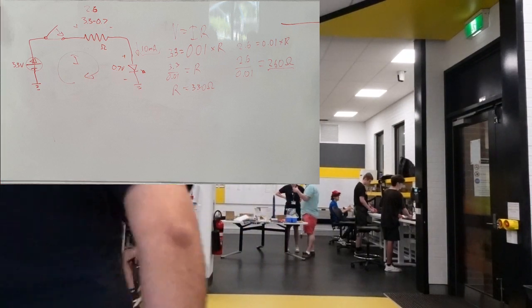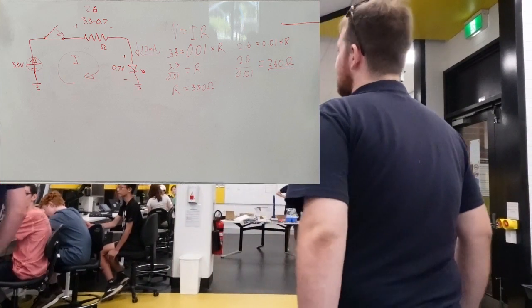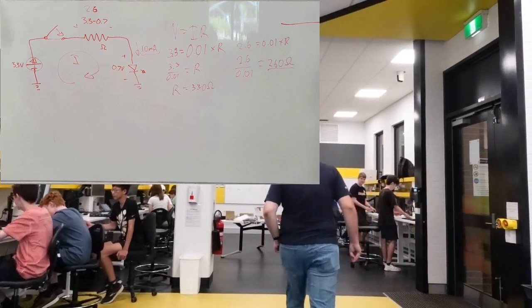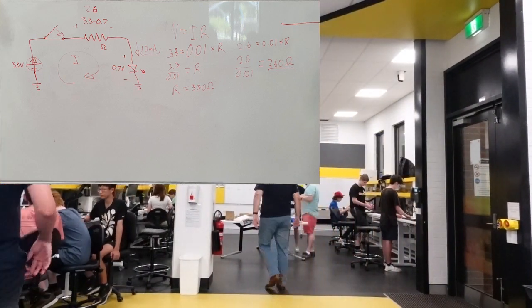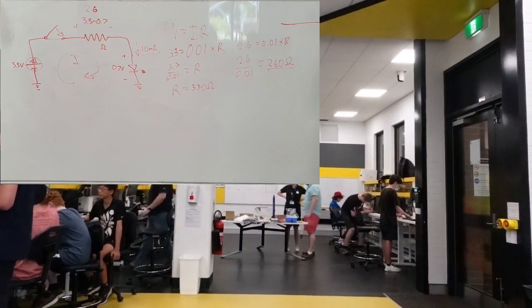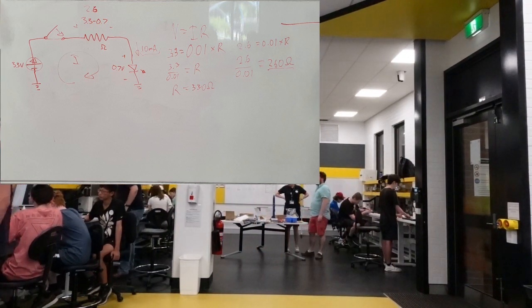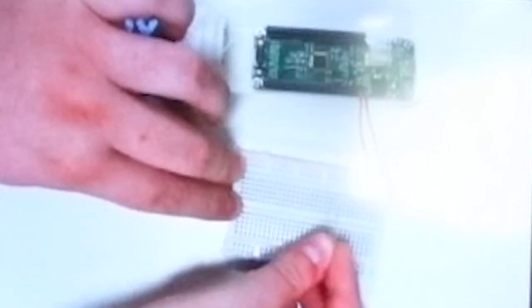If you're finding it difficult to probe the legs of the LED, what I want you to do is plug it into the breadboard so it's vertical, just like that. I'll show you where it goes in. And now you can more easily probe the legs.